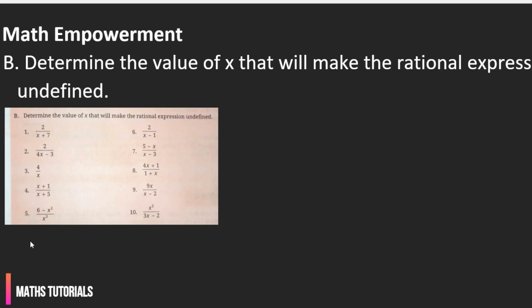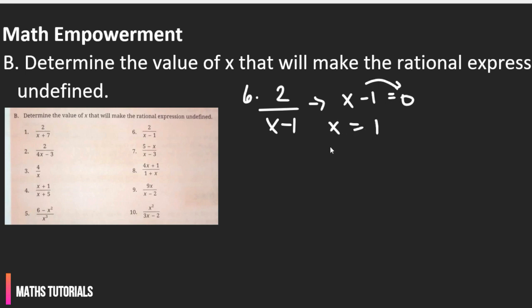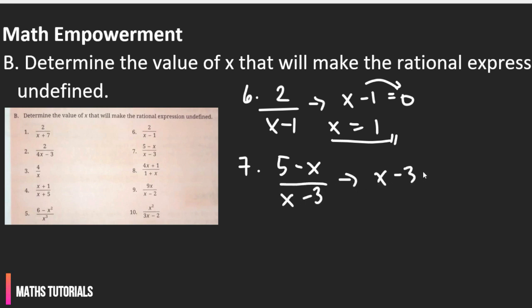So for number 6, we have 2 over x minus 1. So x minus 1 equals 0. X is equal to positive 1 when negative 1 is transposed to the right side of the equation. Number 7, 5 minus x over x minus 3. So then x minus 3 equal to 0. Transposing negative 3, we have x is equal to positive 3 now.